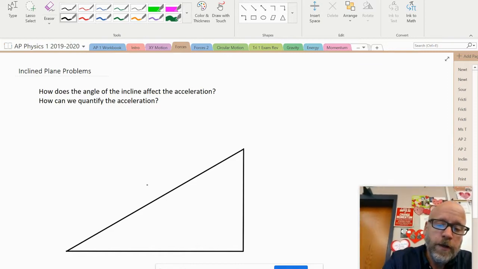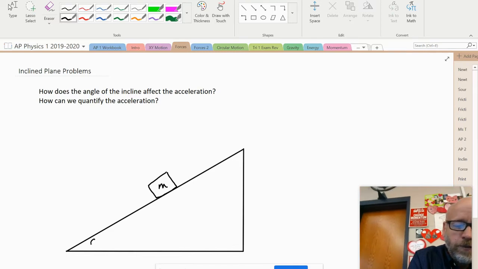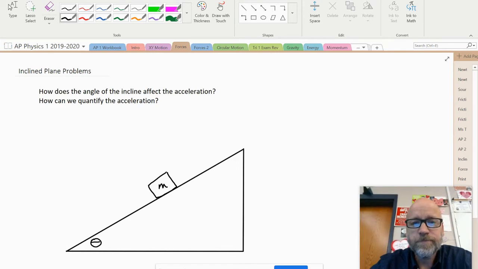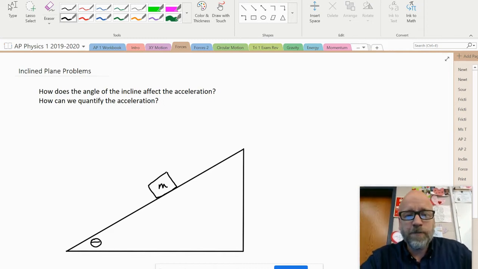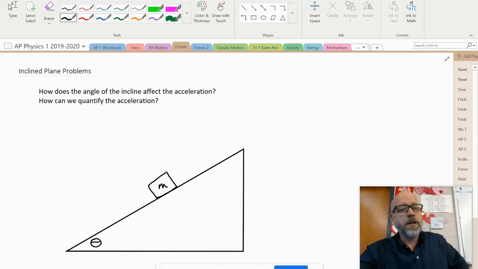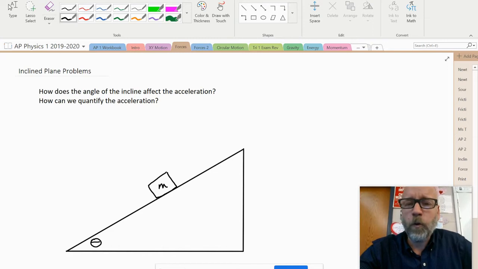On that triangle, I'm going to place a mass, M, in the middle, and I'm going to label the angle, theta, down below. All right. So my question has got to be two things. How does the angle of the incline affect the acceleration? I feel like you could answer this long before physics. The steeper the angle, what's going to happen? But then number two is how can we quantify that acceleration? And that is where it gets interesting.